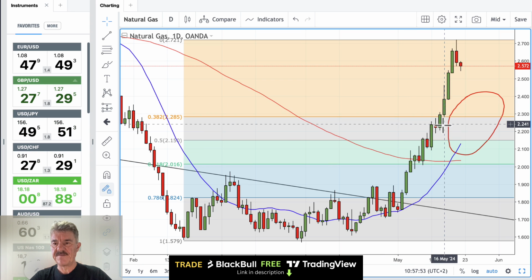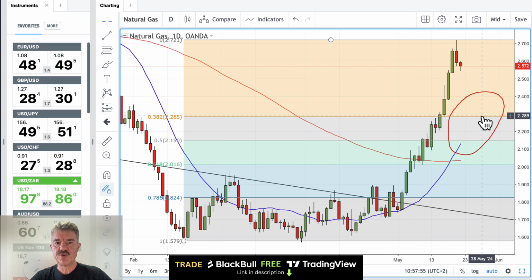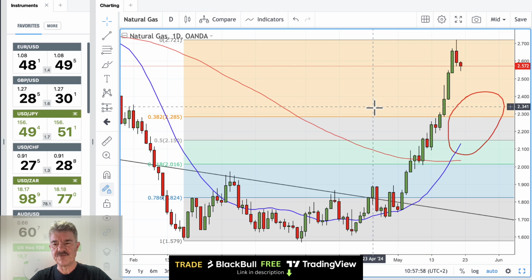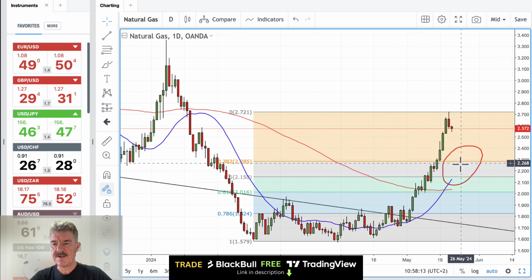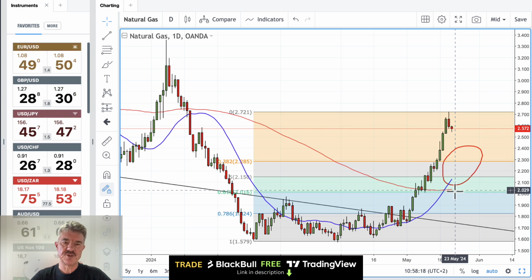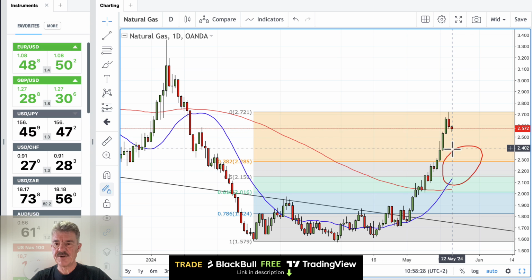So on OANDA, I'm looking for a pullback into this rather crudely drawn, it was meant to be a circle, it's not really circular, more of an ovoid. And considering the Fibonacci levels at the same time, we could get a pullback to 2.28, 2.15, or just above $2. So that's it on OANDA. I'm out of the longs, looking to rebuy on dips.